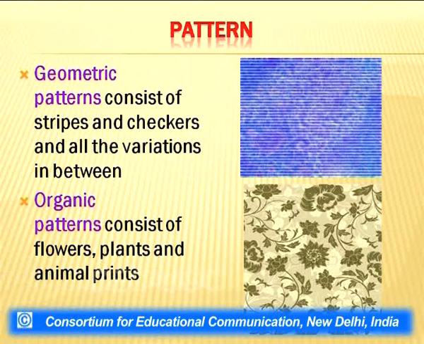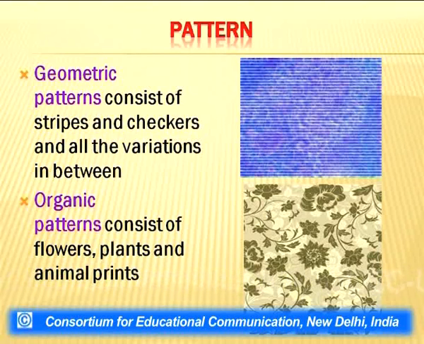Geometric patterns consist of stripes and checkers and all the variations in between. So if you see in this picture, it is a horizontal line that is being repeated. Okay, so this is one kind of repetition that is creating a pattern. Suppose I combine a horizontal line with a vertical line, then it will create another pattern. Suppose I combine a horizontal line with a diagonal line. A horizontal and a vertical line will create a checker.